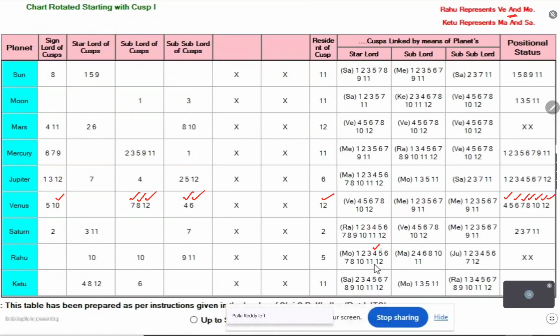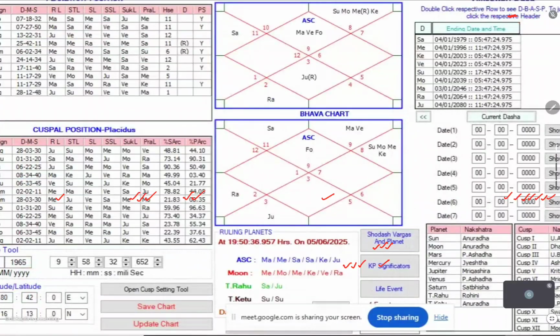I understood that for Rahu, sir. I was talking about Moon, sir. In Moon's positional status, 1, 3, 5, 11 is written. How do we get five there? That was my question. Five for Moon is because Moon represents Rahu, and Rahu is placed where? Rahu is placed in 5. Oh, so Rahu's position will also be counted in Moon's positional status? Yes. Okay, correct.